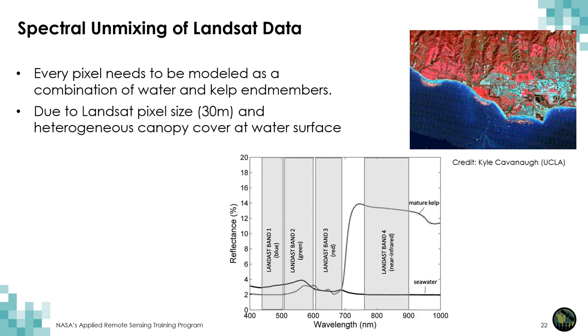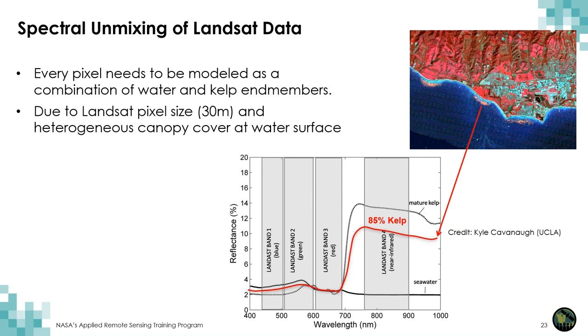In the graph here, we see a typical kelp reflectance curve. You see here the kelps, and also the reflectance of seawater. But the kelp one in particular assumes 100% cover of kelps. Now let's see what happens. We'll keep the same satellite image and the figure, but we'll see how the reflectance changes with variations in kelp canopy coverage.